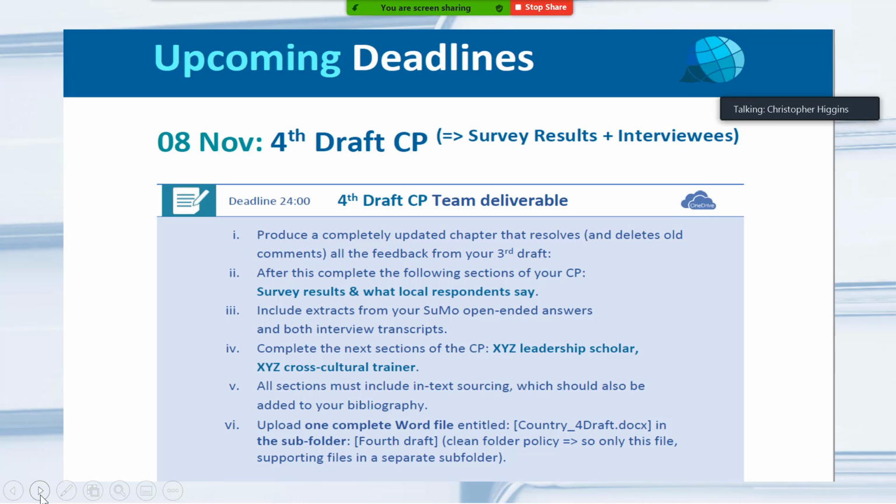So this is what's coming up with the fourth draft. Obviously your major task is to update all of the old comments and all of the feedback from your third draft. By this stage, we want to be becoming closer and closer to a final end product, which means we really want to see some of those basic errors eliminated at this stage. Things are starting to become quite real now, okay?